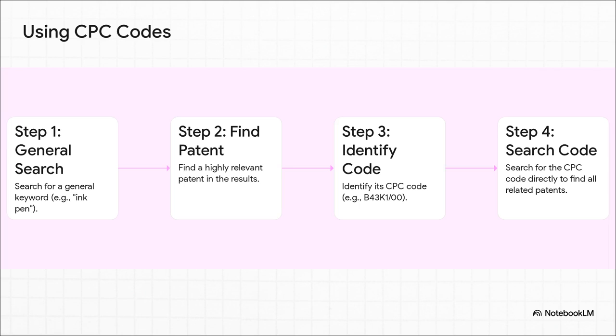First, just do a general search for your topic. Second, scroll through until you find one patent that is exactly what you're looking for. Third, look on that patent's page for its CPC code. It'll be right there. And fourth, you just search for that code directly. And just like that, you haven't just found one patent, you found its entire family.